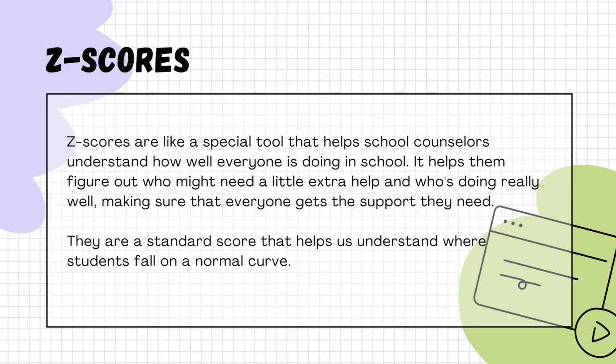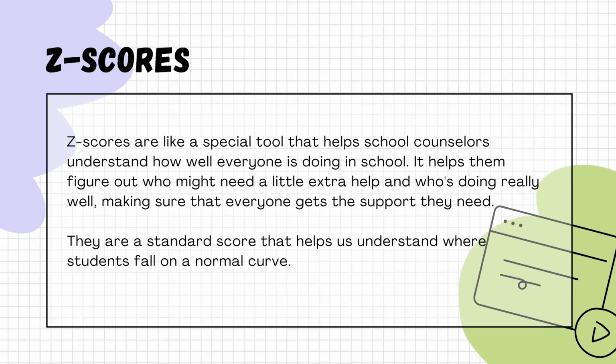Z-scores help school counselors do a lot of different things. One of those is fair comparison. The Z-scores help the counselor make fair comparisons between students. It's like putting everyone's test scores on the same measuring scale so they can see who did better or worse. Another thing they do is help us understand performance. If your Z-score is positive, it means you did better than most of your friends. If it's negative, it means you might need more help. The counselor can look at these scores to understand how each student performed compared to the average.